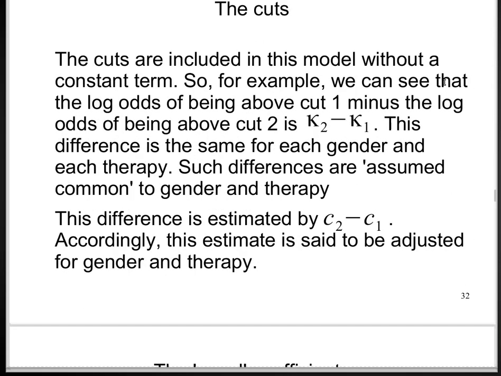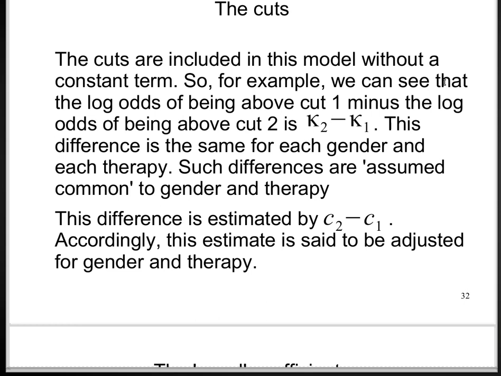For example, the cuts are included in this model without a constant term. Oh yeah, I didn't mention that. There's no constant term here. And this brings up the issue of identifiability, which we saw earlier. We can't have a constant term in addition to the cut terms. That would essentially give us the problems we saw in the previous session.